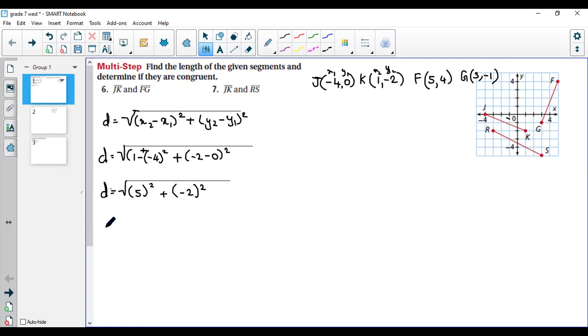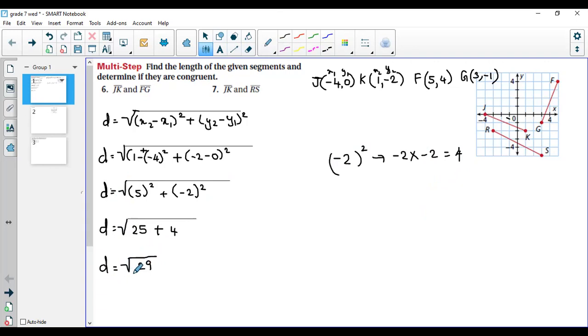Now 5 square is going to give you, how much is 5 square? That's going to give you a 25. So 5 square is 25, because 5 multiplied by 5 is 25. Then minus 2 whole square. Minus 2 whole square means it's going to be minus 2 multiplied by minus 2. And you know, when you multiply two negative numbers, your answer is going to be a positive one. So that's going to be 4, which means D is going to be equal to the root of 29.